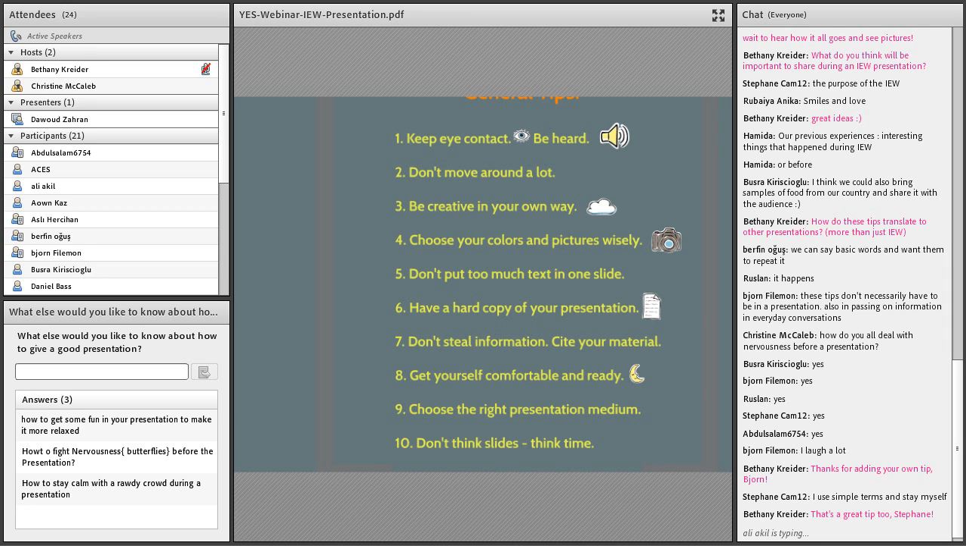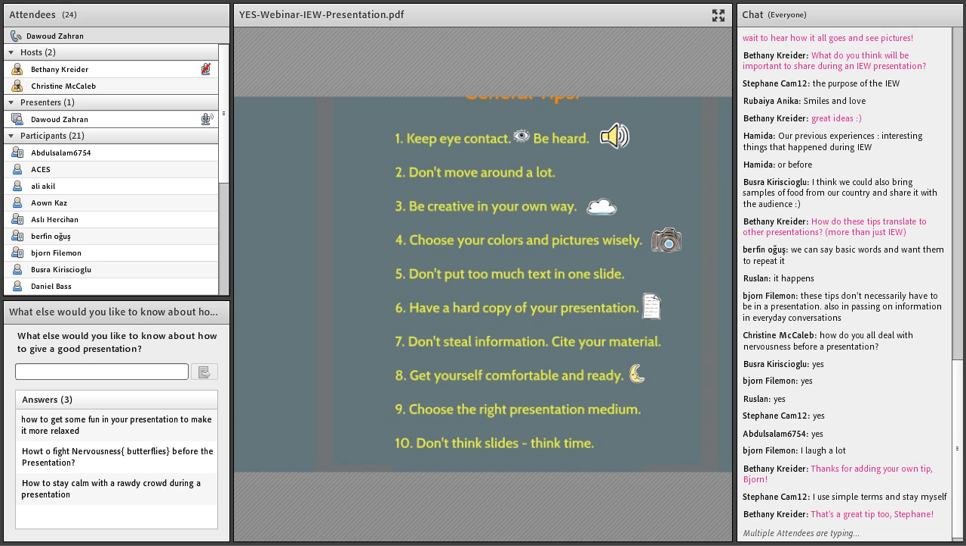Seventh, don't steal information. Cite your material. What I mean by that is that it shows you as a professional. Sometimes nobody would care about it. However, when you put a citation for your picture, or for a quote that you used, it is absolutely positive. It shows you as an individual who is professional and who can actually cite their material and cares about others' information.